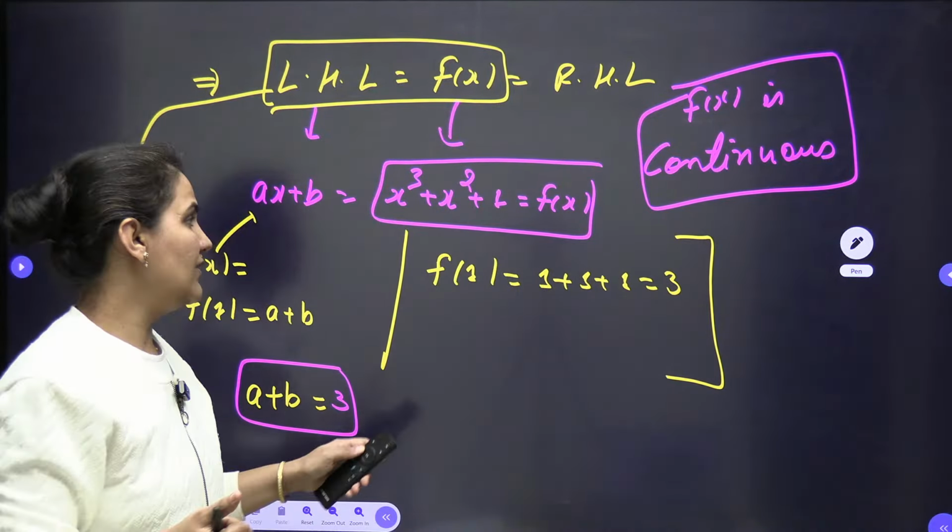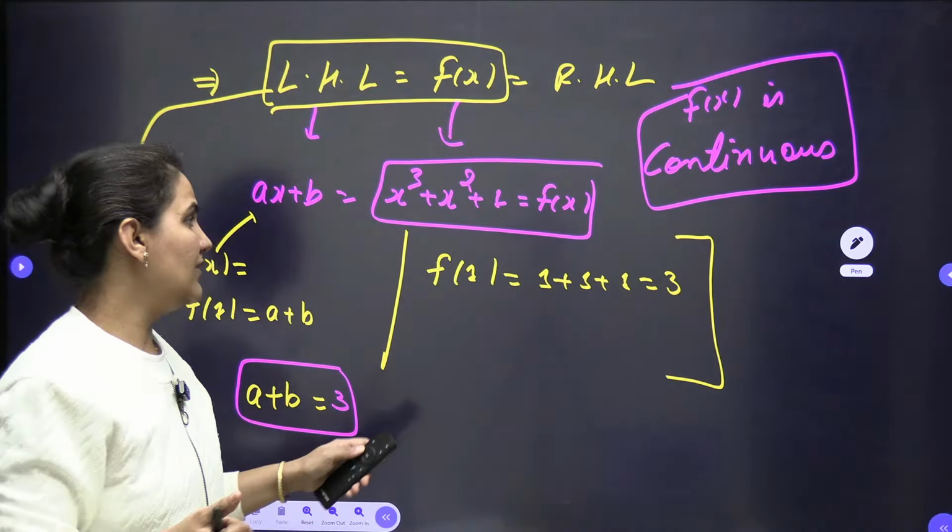Now, I am going for the differentiation. The derivative of ax will be a only, directly we can write a. There is no requirement of writing b because the differentiation of b is 0. So if the function is differentiable, then these two things must be equal. So a equals 3x square plus 2x, and in place of x I can put 1. So 3 into 1 plus 2 into 1, which gives me the result a equals 5.